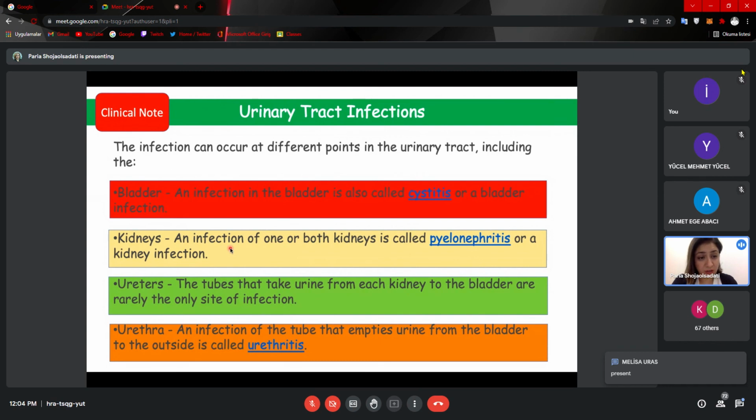Generally, the ureters and kidney are infected together, and the urethra and bladder are infected at the same time. The infection of the urethra is famous as urethritis. These are so important terms. Keep these terms in your mind. Cystitis is the infection of the bladder. Pyelonephritis is the infection of the kidney. And ureteritis is the infection of the ureter.